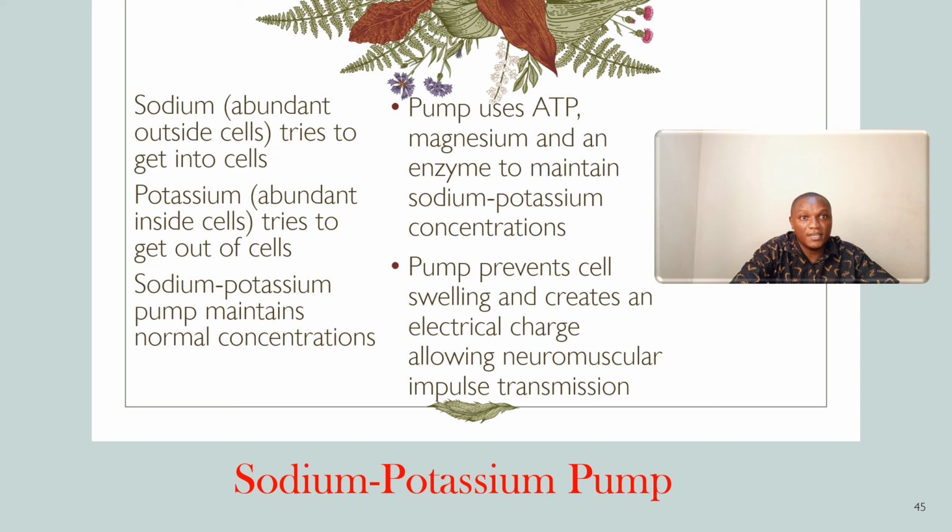Sodium, as we said, is abundant outside the cells, tries to get into the cells, and the potassium, which is abundant inside the cells, tries to get out of the cells. So the sodium-potassium pump maintains normal concentrations of sodium and potassium. This pump uses adenosine triphosphate, ATP, magnesium, and an enzyme to maintain sodium-potassium concentrations. The pump prevents cell swelling and creates an electrical charge, allowing neuromuscular impulse transmission.